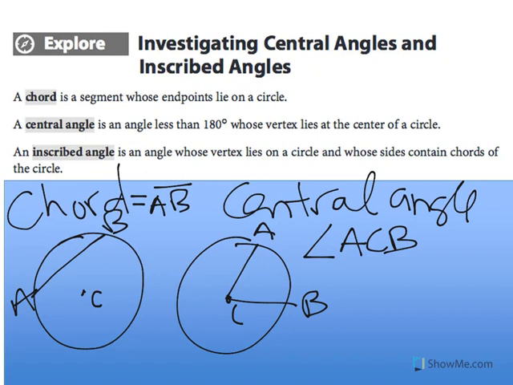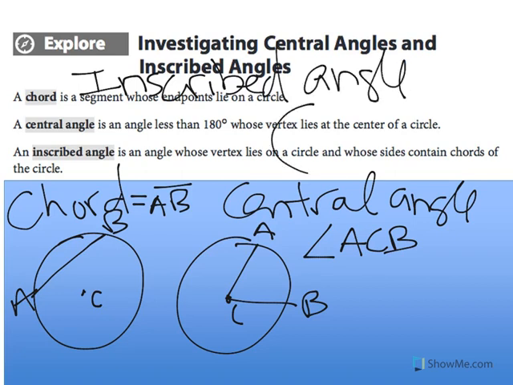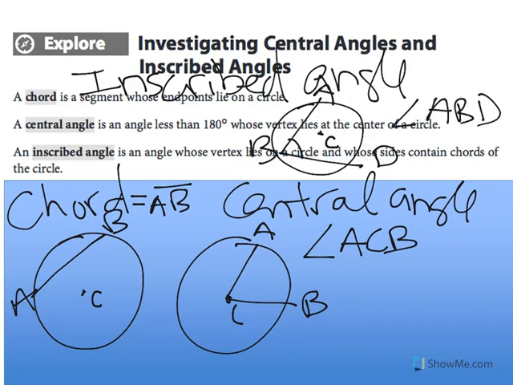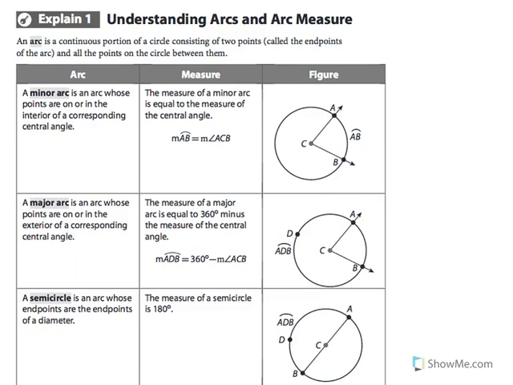And the third one, an inscribed angle, is an angle whose vertex lies on a circle and whose sides contain chords of the circle. So this is an inscribed angle. If we have a circle with the center C, and we have a chord called AB, and another chord BD, then this angle here is your inscribed angle, angle ABD.